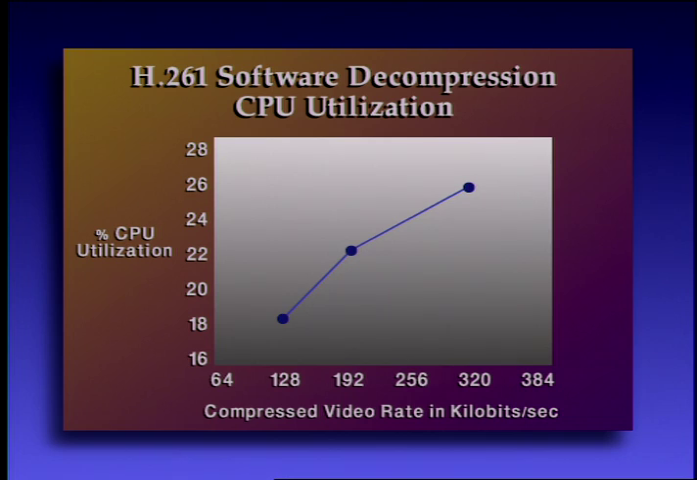This graph shows the percentage of the processor used when doing real-time H.261 video decompression in software. We can see that at a rate of 128 kilobits per second, less than 20% of an 80 megahertz CPU is used. Even at the very highest quality of 320 kilobits per second, only 26% of the processor is used. Hence, a large fraction of the CPU bandwidth is available for other computations.